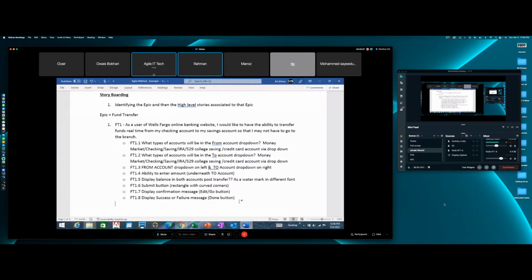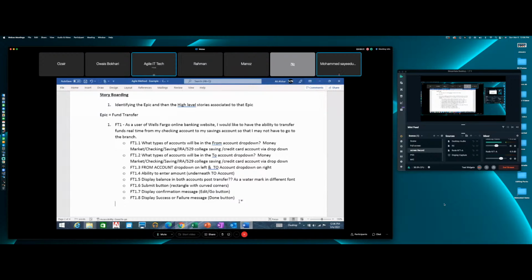Now, how many buttons are there on this screen? Screen number 2. Two buttons. Edit and go. There's an edit and a go. Which one is on the right? Which one is on the left? Left is edit, right is go. Typically, but you need to confirm that. Typically, right means go forward. Left means go back.